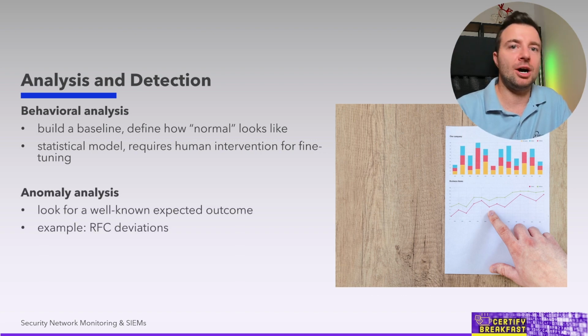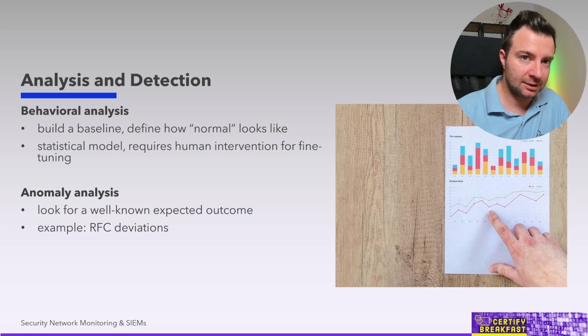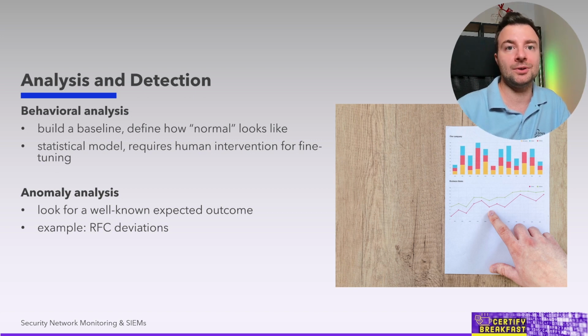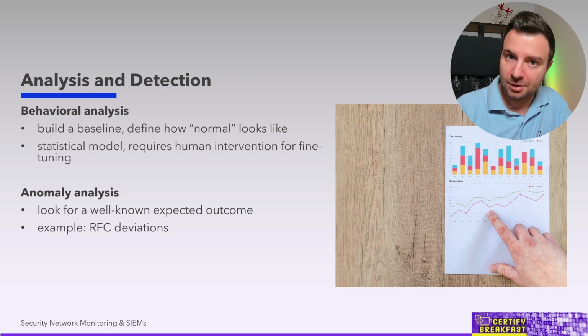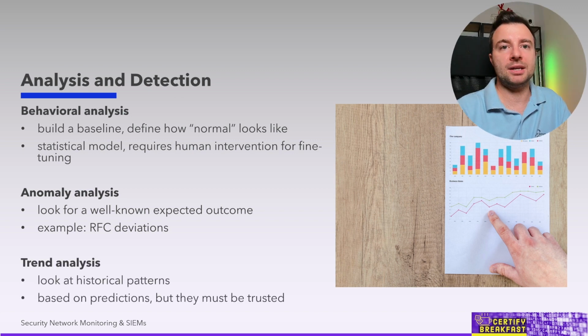On the other hand, we have anomaly analysis, and this is by definition a type of analysis that is performed whenever we're comparing observed behavior with known standard behavior, especially when we're comparing what we're seeing as part of a protocol's behavior with what the SIEM device knows that the protocol is supposed to behave like according to its RFC, according to its definition.